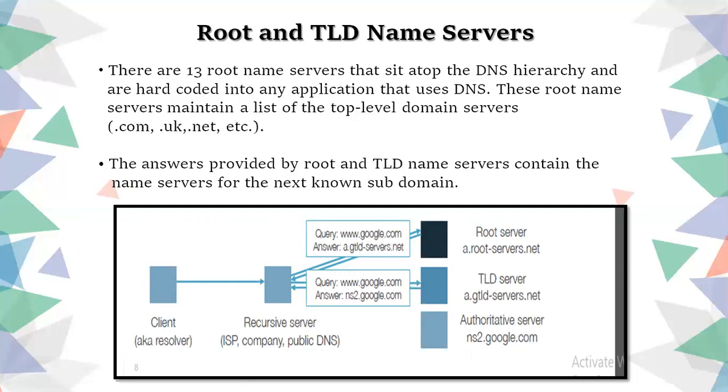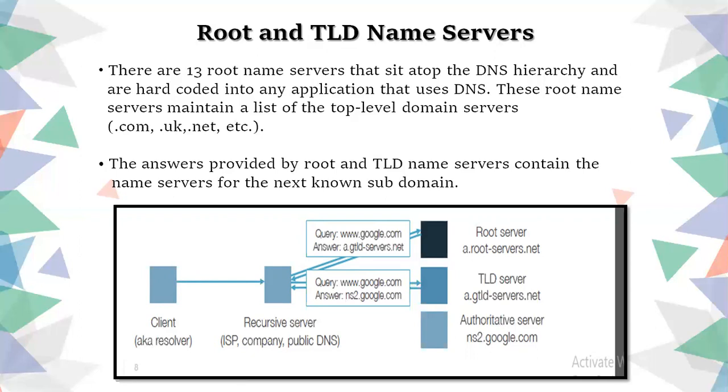The root name servers maintain a list of top level domain servers. As I said, it routes the TLD domain server IP address. For .com, they have a particular server IP that will be given. The answers provided by the root and TLD name servers contain the name server for the next known subdomain.